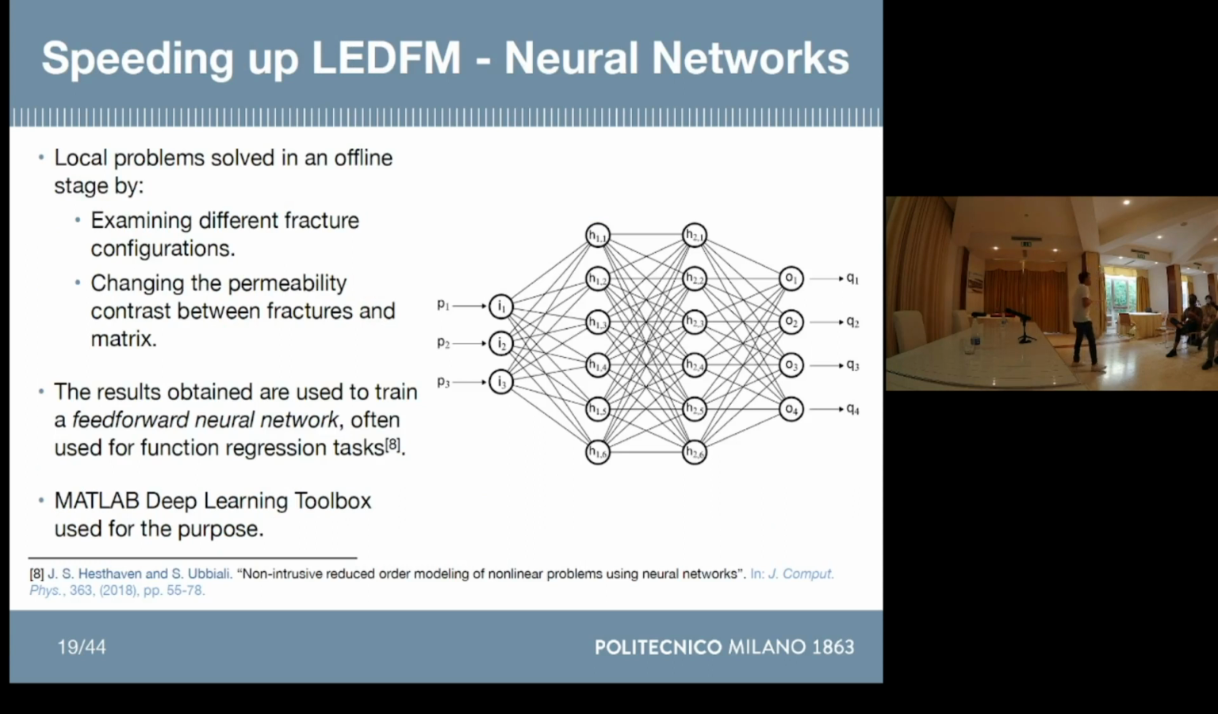Obviously, when we have fine grids, this procedure could be very costly. So the idea is to use neural networks in order to reduce the cost of the procedure. Local problems are solved in an offline stage by examining different fracture configurations and also changing the permeability contrast between fractures and matrix. These samples are then used to train a feed-forward neural network, which is often used for functional regression tasks. I've used, in this case, the Deep Learning Toolbox of MATLAB to do the job.